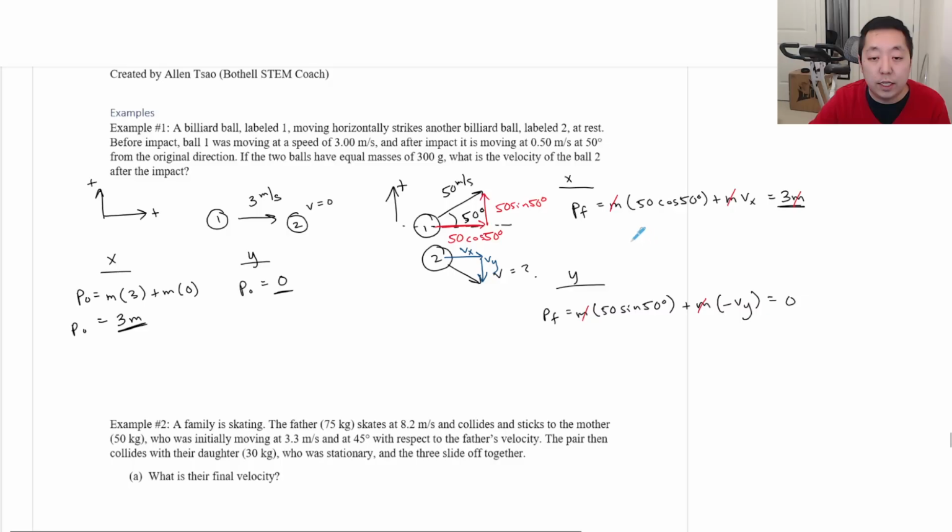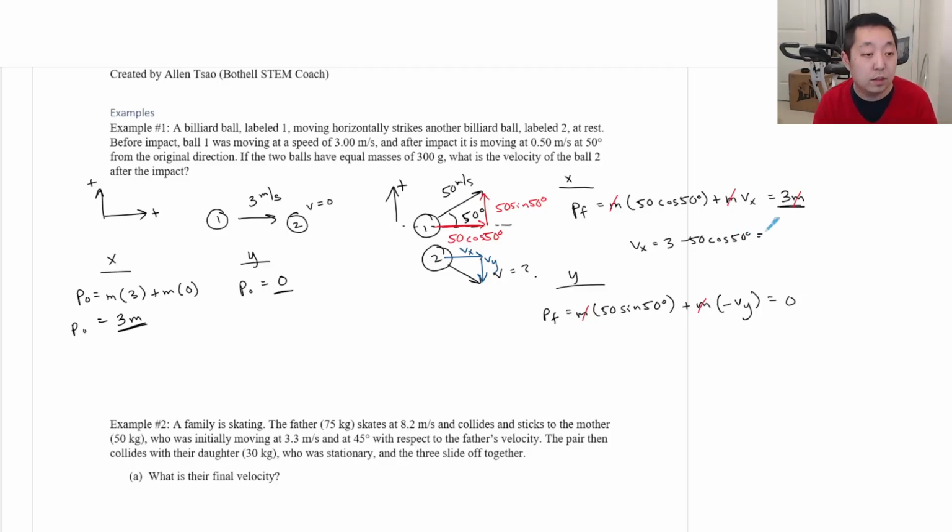And then this one, I can solve for Vx. It is 3 minus 50 cosine 50 degrees. Okay, so that is... Oh, I don't know why I said 50. It's 0.5. So these should be 0.5 here. My bad on that. I was going to say, that was a really big number if it was going at 3. 3 minus 0.5 cosine of 50 is 2.67 meters per second.